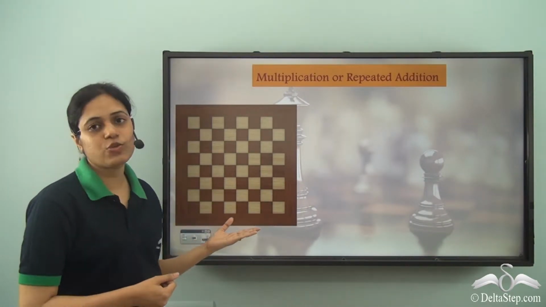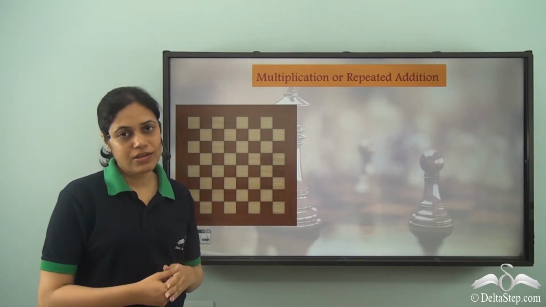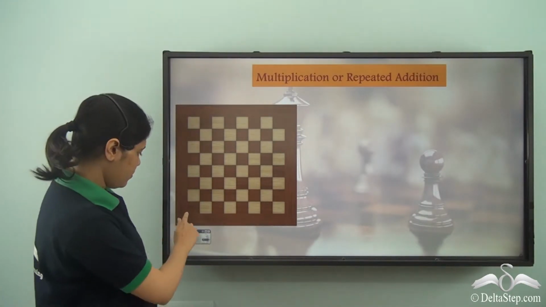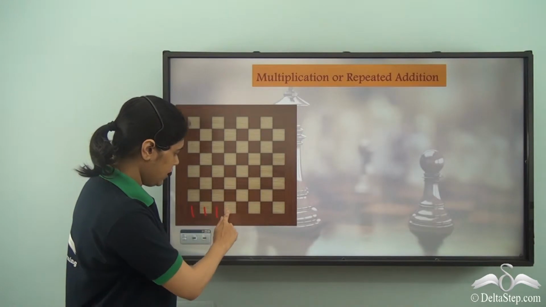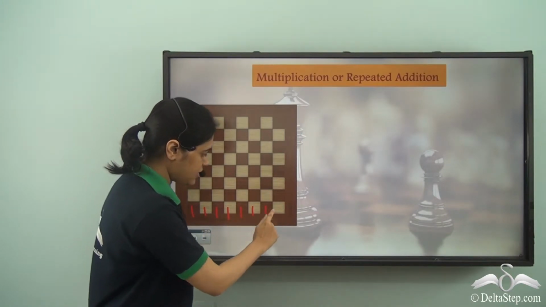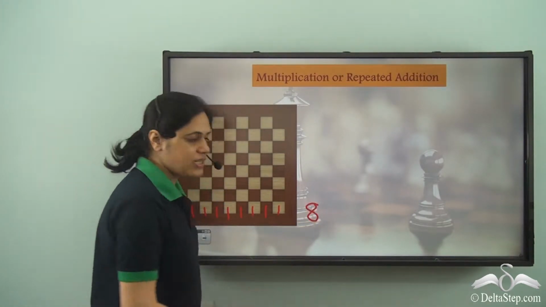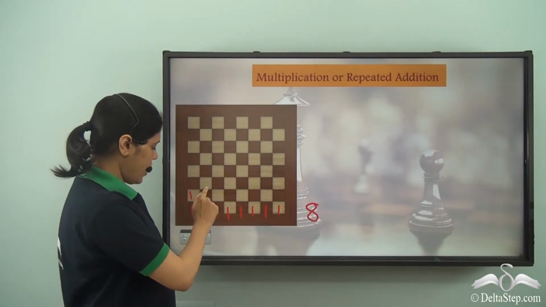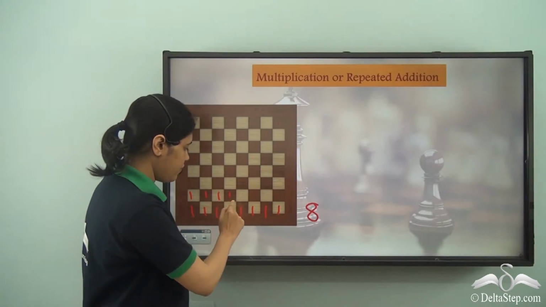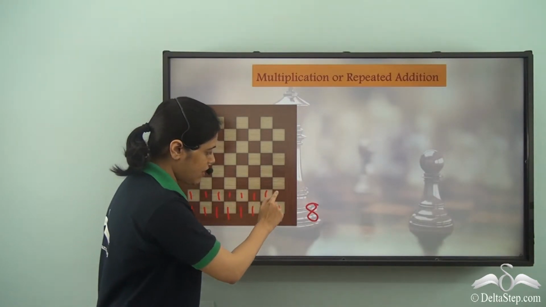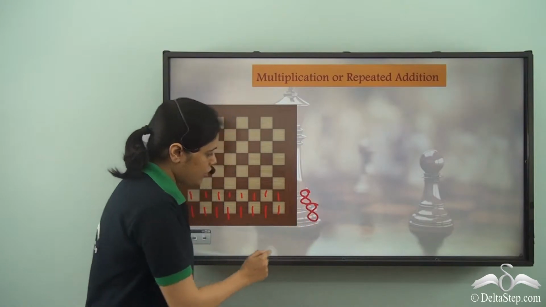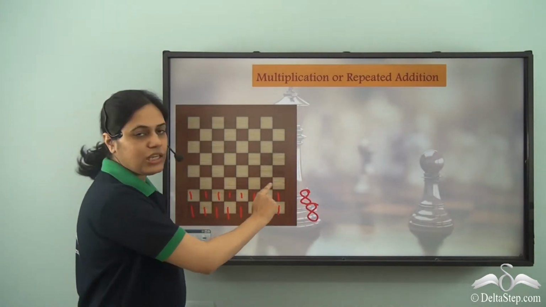I see many squares here. How many squares are here? So let's count. 1, 2, 3, 4, 5, 6, 7, 8. This row has 8 squares. This row has 1, 2, 3, 4, 5, 6, 7, 8 squares. So there are 8 squares in each row.